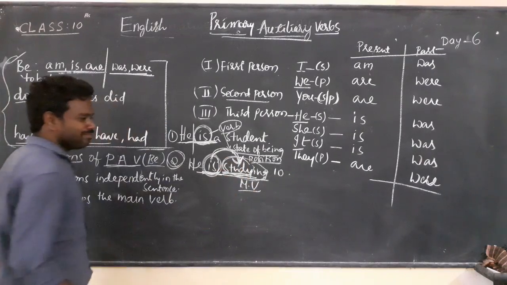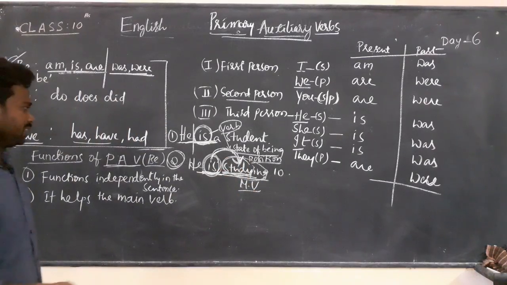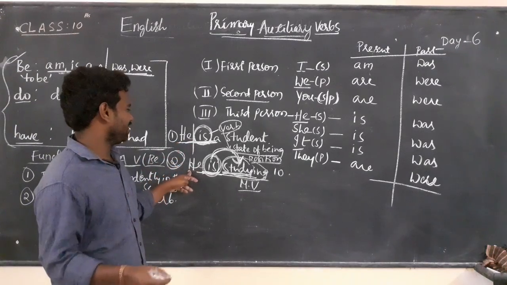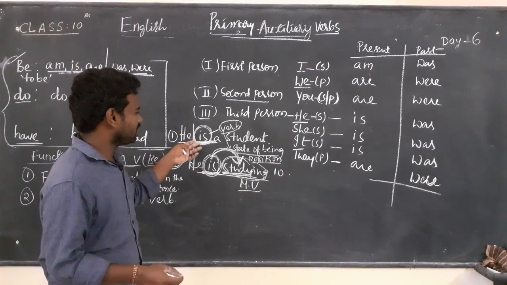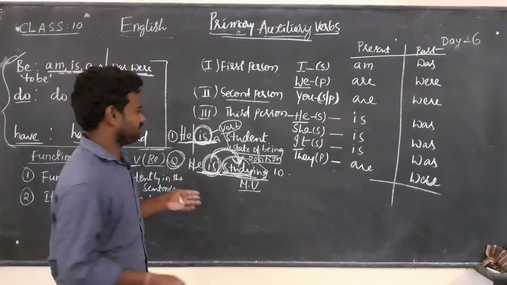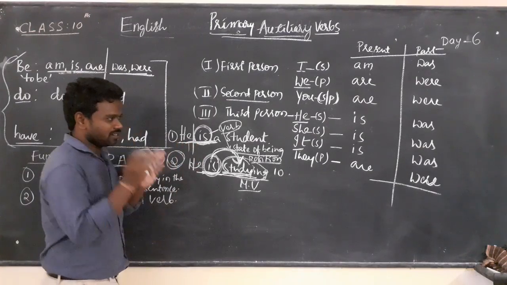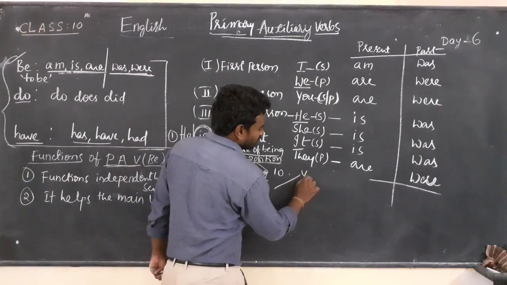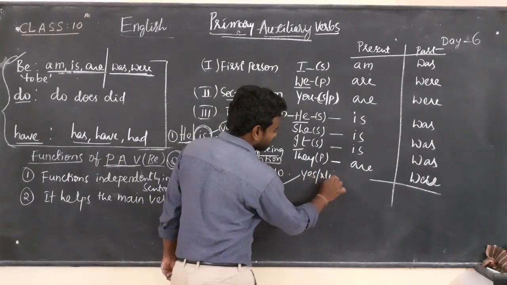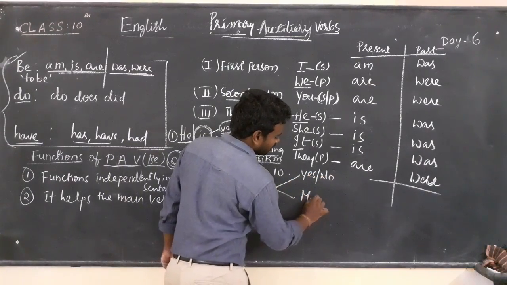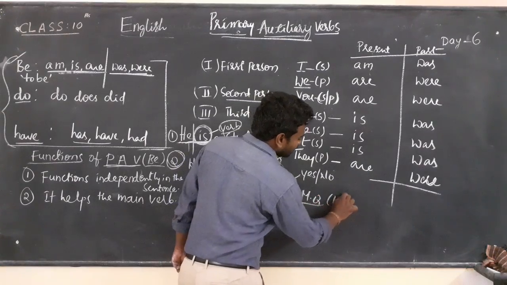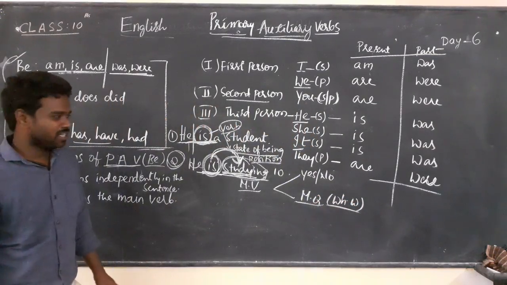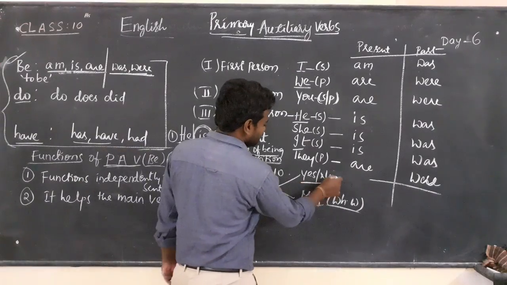The third important usage is, let us see. When I question, what is he? Is he a student? So there are two types of questions. The first is the yes/no question and the other is the main question. All main questions use WH words. Yes/no questions are these.